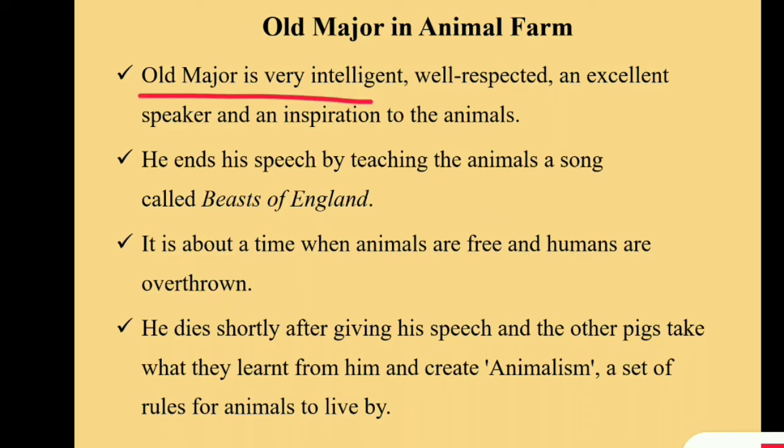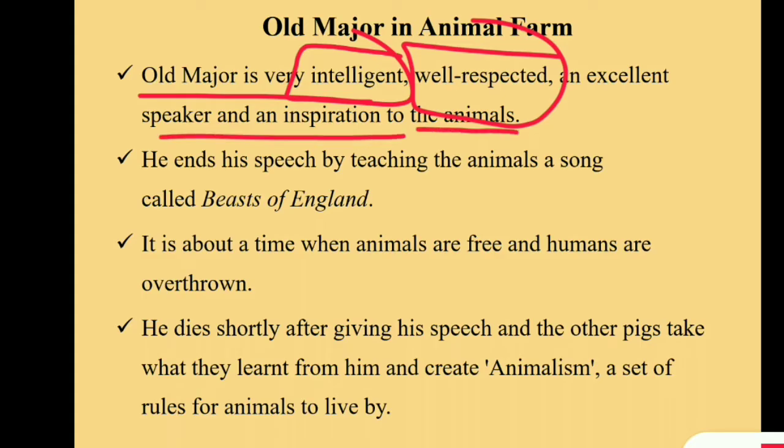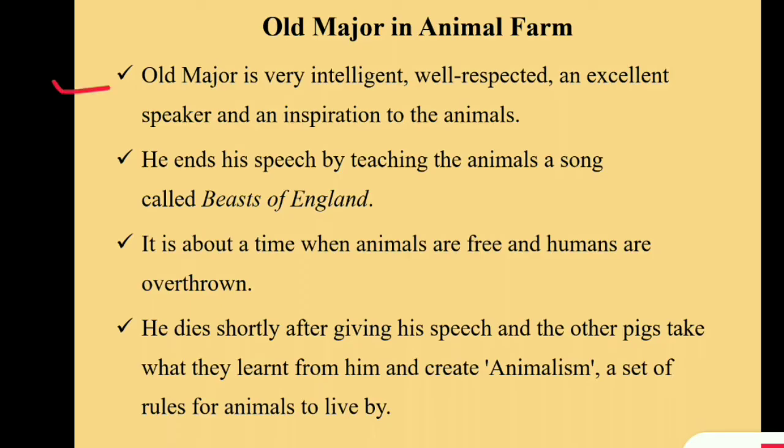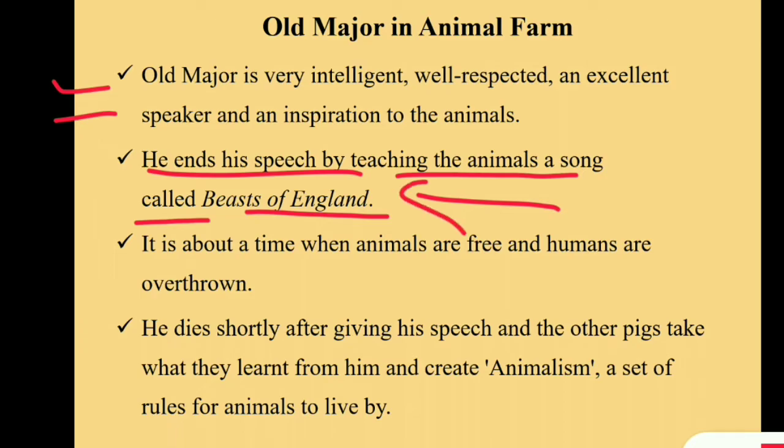Old Major is very intelligent, well respected, an excellent speaker and an inspiration to the animals. So here he is a very important person because he is intelligent, he is respected by everyone, and he is an excellent orator. He ends his speech by teaching the animals a song called Beasts of England. At the end of the speech, he used to make all the animals sing this song. It is about a time when animals are free and humans are overthrown.